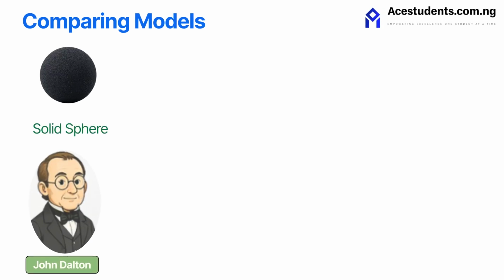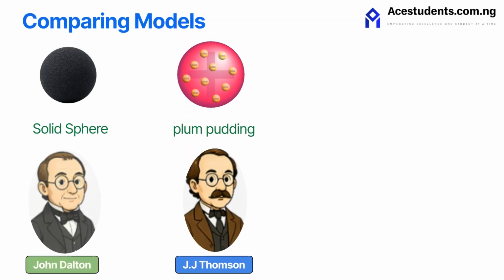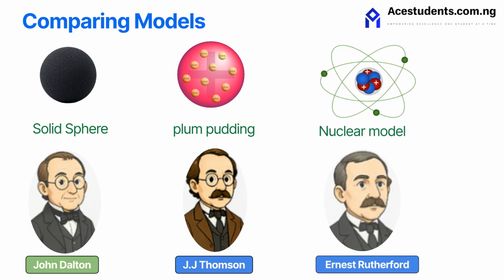Comparing the early models, we see Dalton's solid sphere model, which viewed the atom as indivisible, solid spheres. Then came Thomson's plum pudding model, which was the first to recognize electrons embedded in a positive mass. Finally, Rutherford's nuclear model introduced the small, dense, positively charged nucleus with electrons orbiting around it.